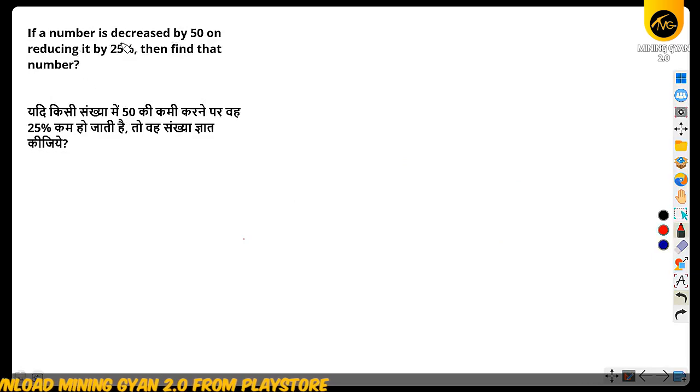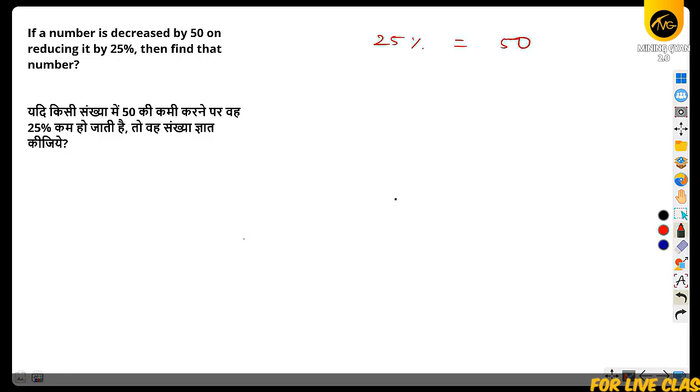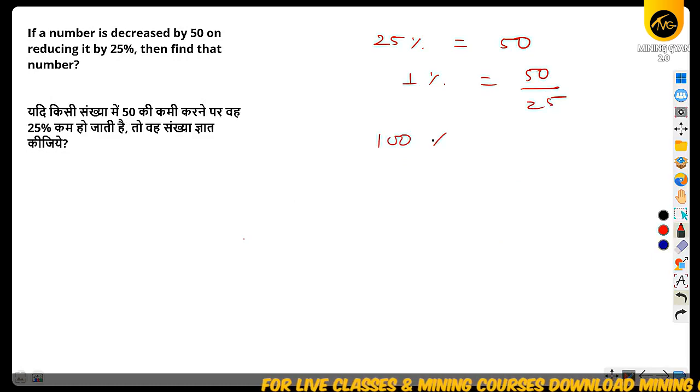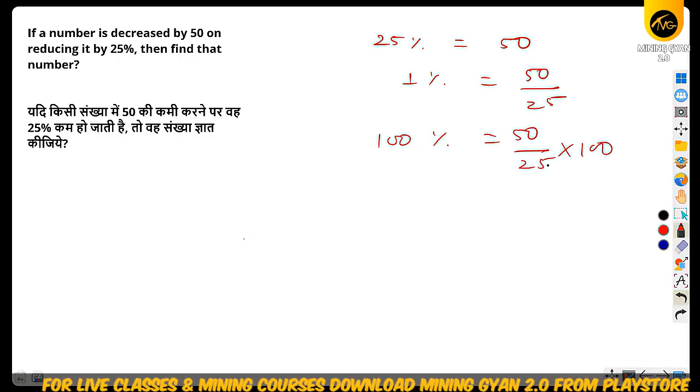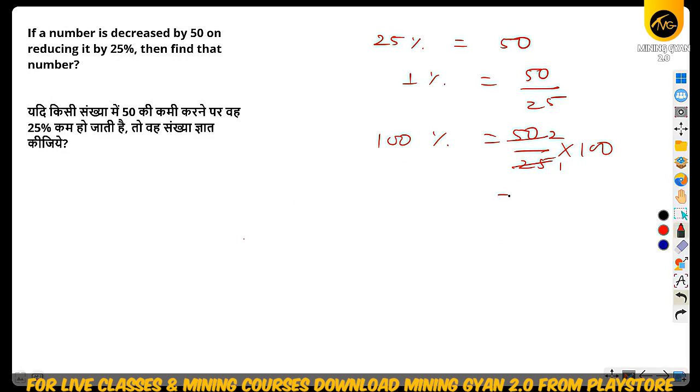So if a number is decreased by 50 on reducing it by 25%, it means 25% is equal to 50. So 1% is equal to 50 divided by 25, and 100% is equal to 50 divided by 25 into 100. So the number is 200. Correct, 200 is the correct answer.